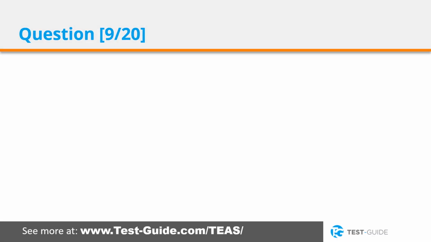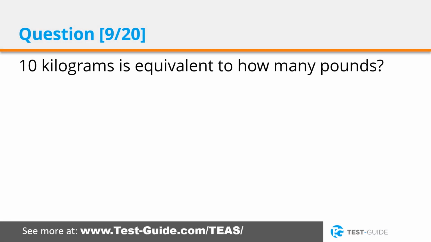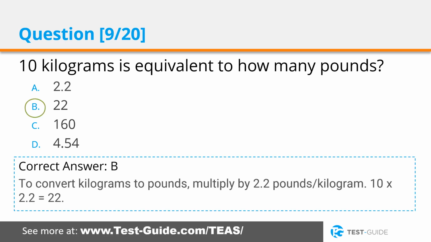Question 9. 10 kilograms is equivalent to how many pounds? 2.2, 22, 160, 4.54. Correct answer B. To convert kilograms to pounds, multiply by 2.2 pounds per kilogram. 10 times 2.2 equals 22.